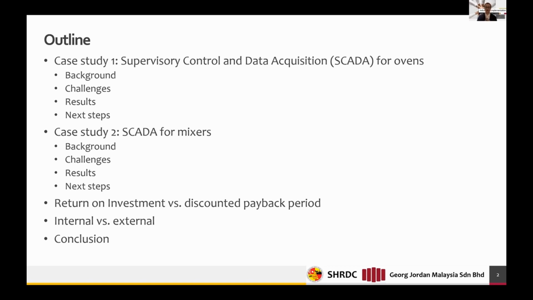Thirdly, we will see what we will get by implementing SCADA in our manufacturing processes. Did we achieve what we wanted to achieve, or did we fail to get our results? Lastly, we talk about the next steps, because we never stop where we are now. We always move forward. For each case study, 2 takeaways are provided.